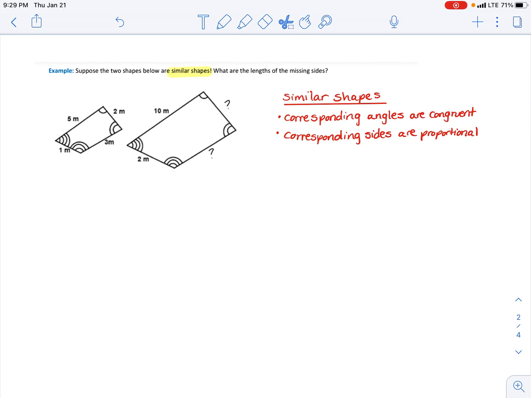And so on the right you can see in red that I wrote, for similar shapes we have that the corresponding angles are congruent and the corresponding sides are proportional. Remember that means the ratios of the corresponding sides are the same. So we're going to use that fact to find the missing lengths for this shape on the right.